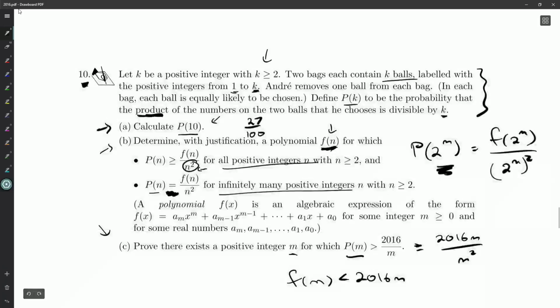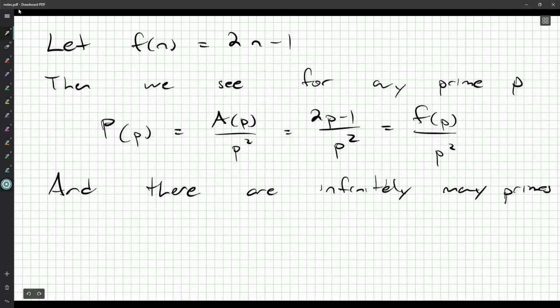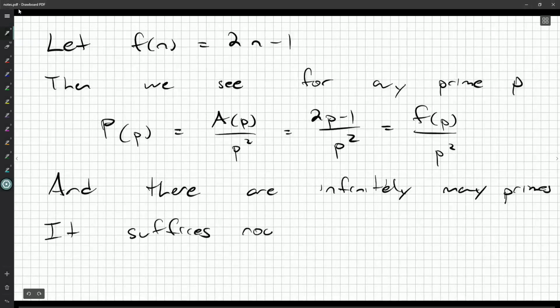So that would satisfy this condition down here, but I also need to show that for all positive integers n, P of n is greater than or equal to 2n minus 1 over n squared. That, I think, will be a little harder. So we'll say something like, it suffices now to show A n is greater than or equal to 2n minus 1 for all n.